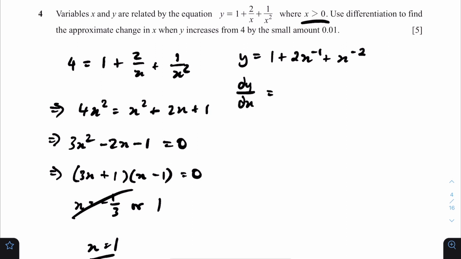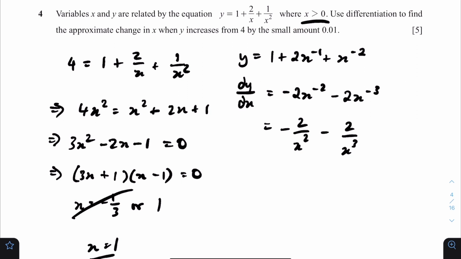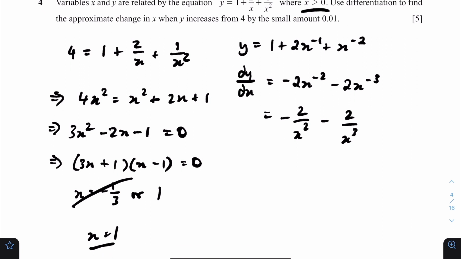So dy over dx is equal to negative 2x to the power of negative 2 minus 2x to the power of negative 3, which can be rewritten as negative 2 over x squared minus 2 over x cubed. All right, perfect. Now, we're told that x is equal to 1. So what we want to do is substitute x is equal to 1 in there and see what that rate of change is. So if we substitute 1 in there, we get negative 2 minus 2, which is equal to negative 4. So the change at x equals 1 of this function is negative 4.